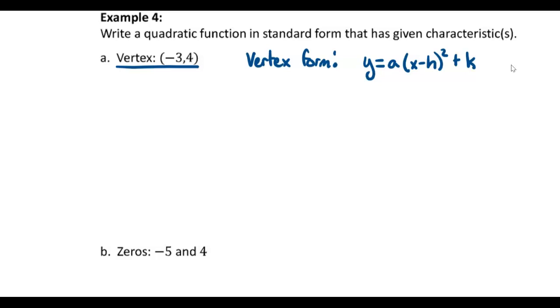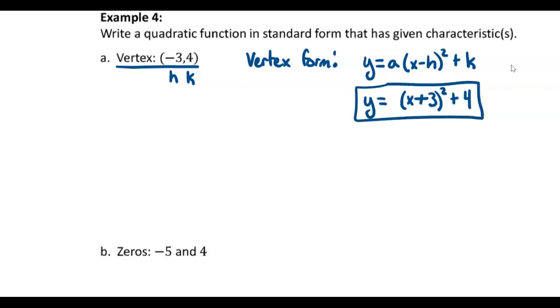So if all they gave us was the vertex, then all we can do is plug in h and k. We can't find a because they didn't give us another point. So since they didn't give us another point, I'm not going to write a down. I'm going to do (x minus -3) squared plus 4. And so I can change that minus and -3 to plus. And that's the equation of this quadratic function in vertex form. They did ask for it in standard form. If they had asked for it in vertex form, we could just leave it here. If they want it in standard form, then they want us to go ahead and multiply it out.